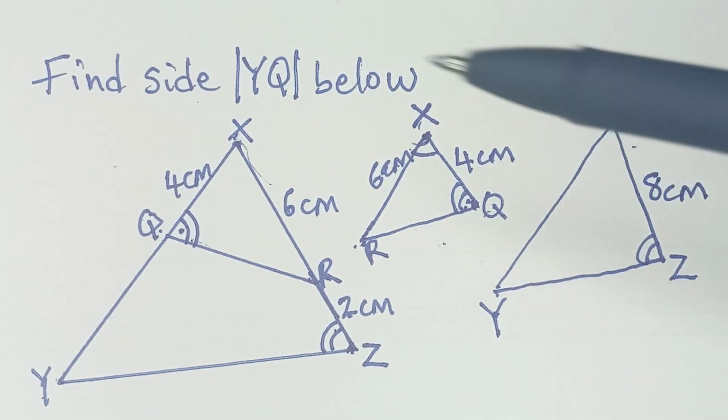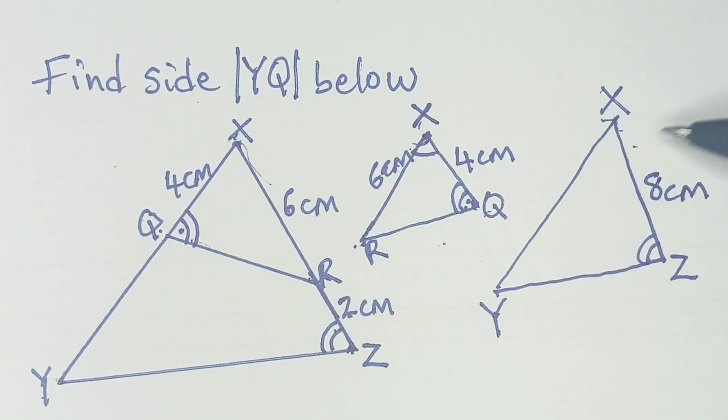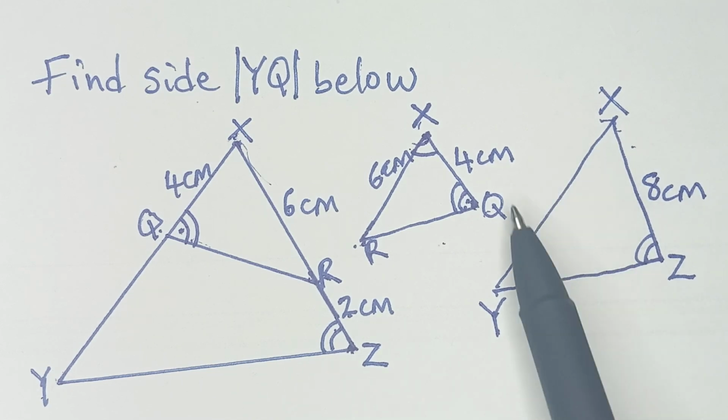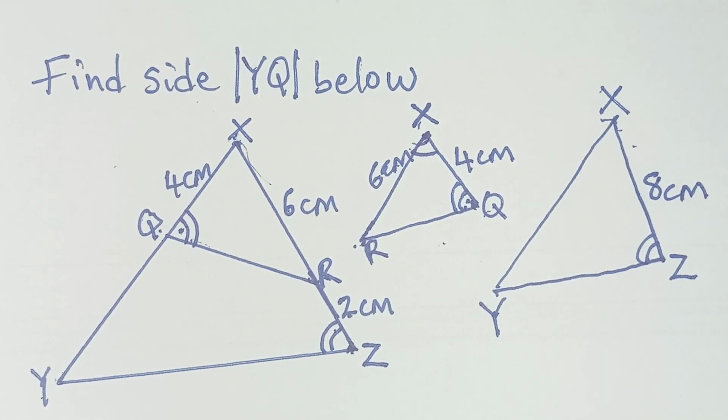Then that is the part that I can obtain from the large triangle. So we obtain this side from the large triangle. So now we have two similar triangles. Don't forget, they are similar because all their angles are equal.